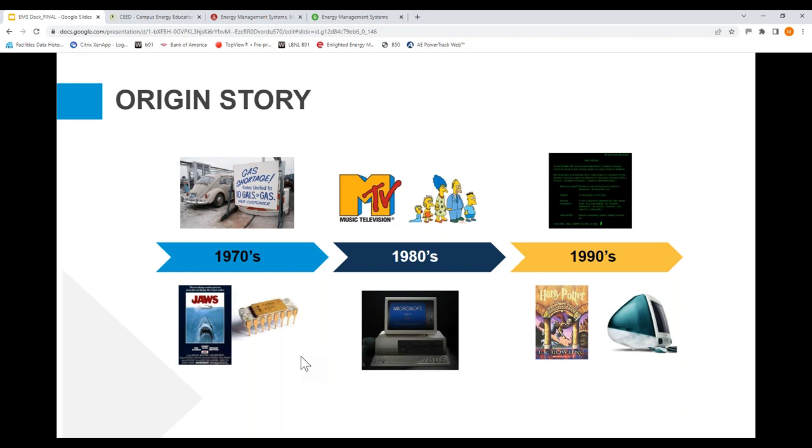And of course, computers evolved faster, with more data, being able to store it more, and of course, much more affordable. So obviously we have continued to evolve those tools and that energy management system into what it is today.